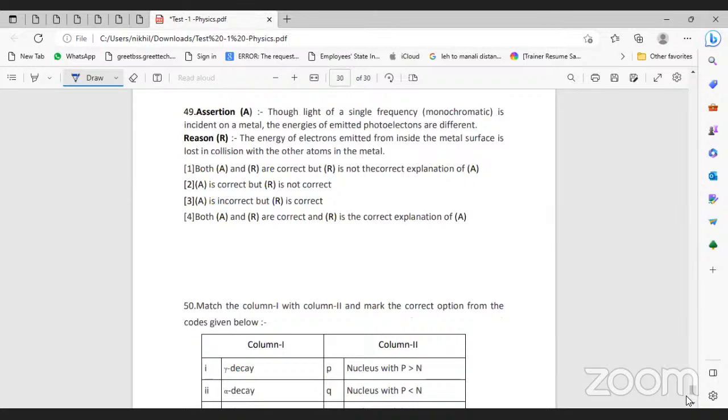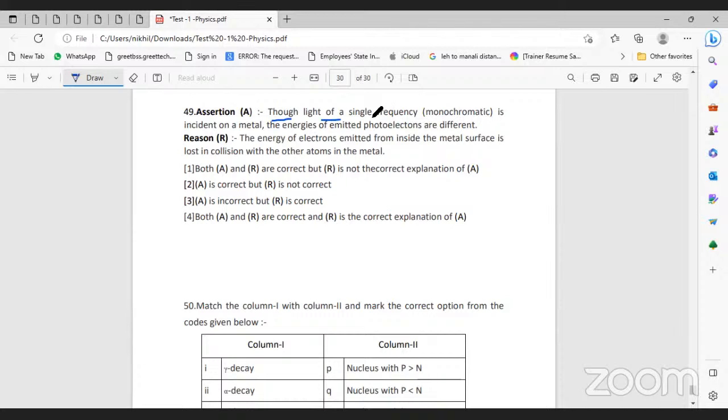Look up the 49th question. The 49th question is based on the assertion and the reason. What is the assertion, students, here? Assertion is like this.